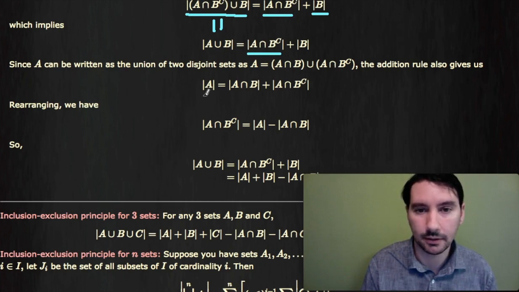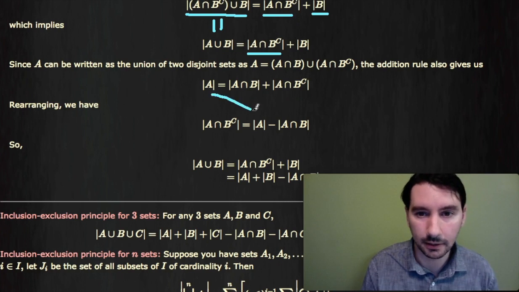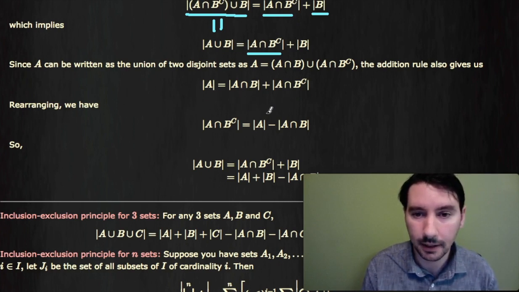And since those two sets are disjoint, we can use the addition rule to say the number of elements in A is the number of elements in A that are in B plus the number of elements in A that aren't in B. And rearranging this, essentially we're just subtracting A intersect B to the other side. So that means the number of elements in A and that aren't in B is equal to the number of elements in A minus the number of elements in A that are in B.